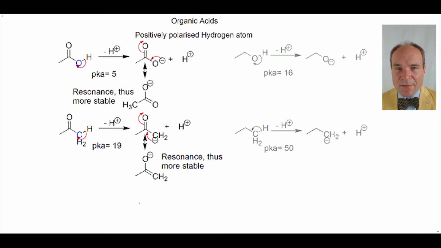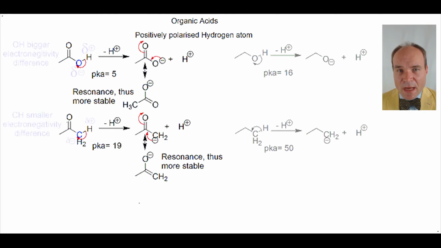Lastly, I'd like to compare the carboxylic acid with the ketone. They both have carbonyls, so that's not going to work in terms of working out what's different. Is there anything else? Well, yes, there is. If we look, the hydrogen that will become the proton, in the case of the carboxylic acid, is attached to an oxygen. In the case of the ketone, it's attached to a carbon. How would this affect things?